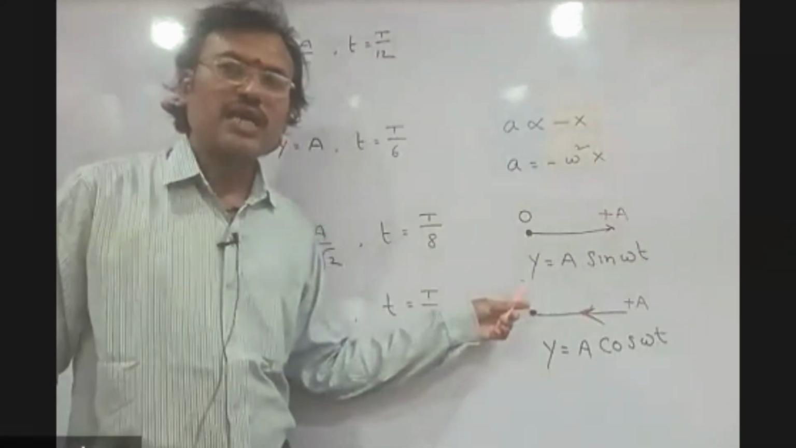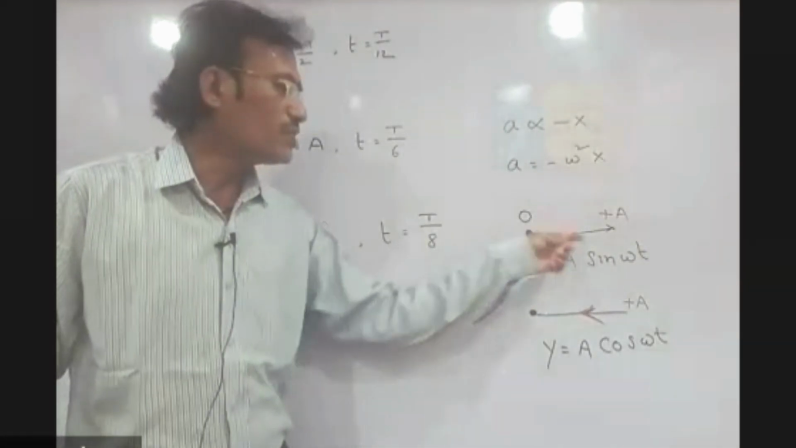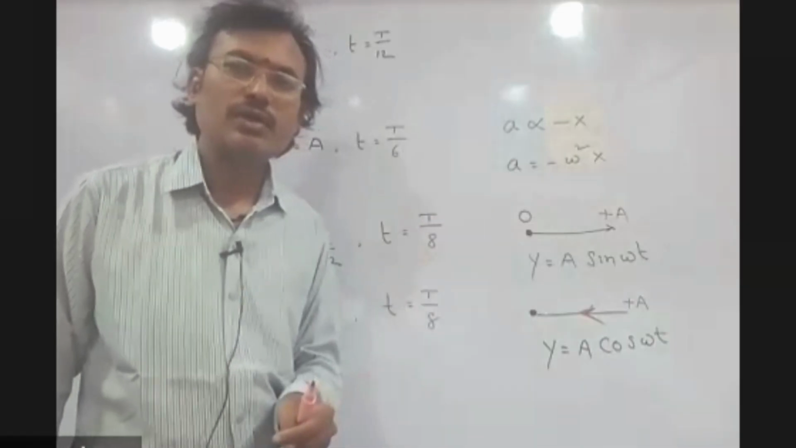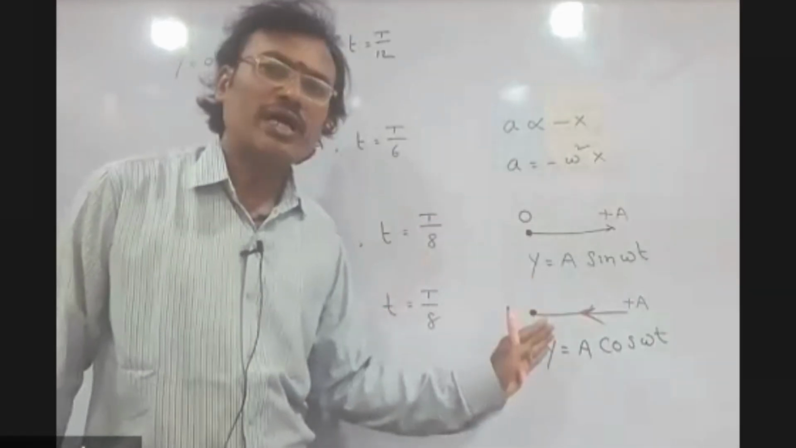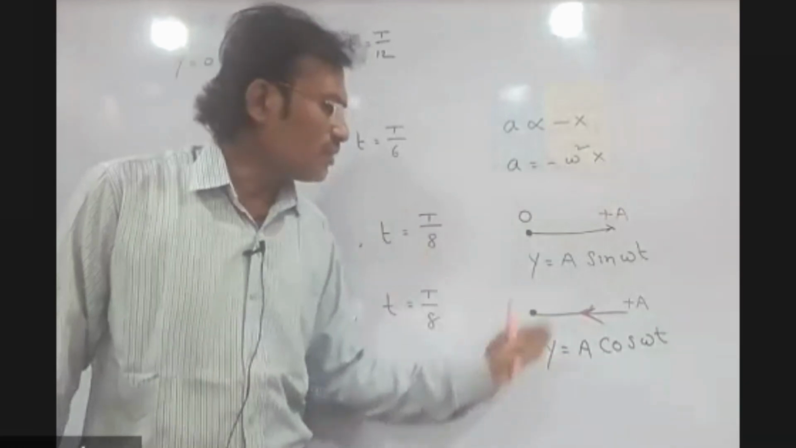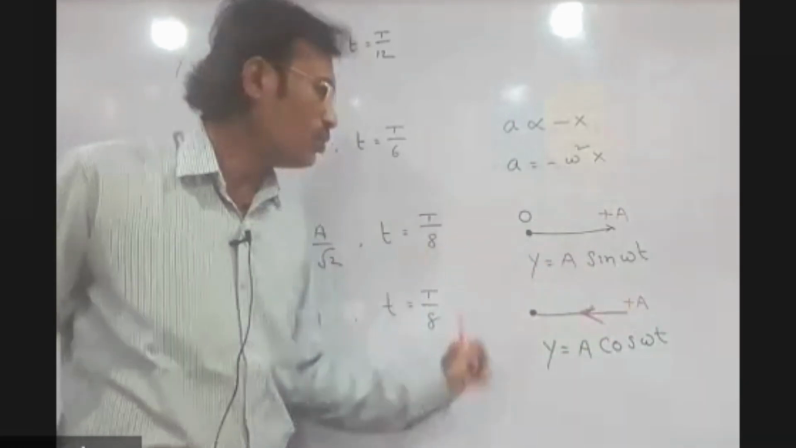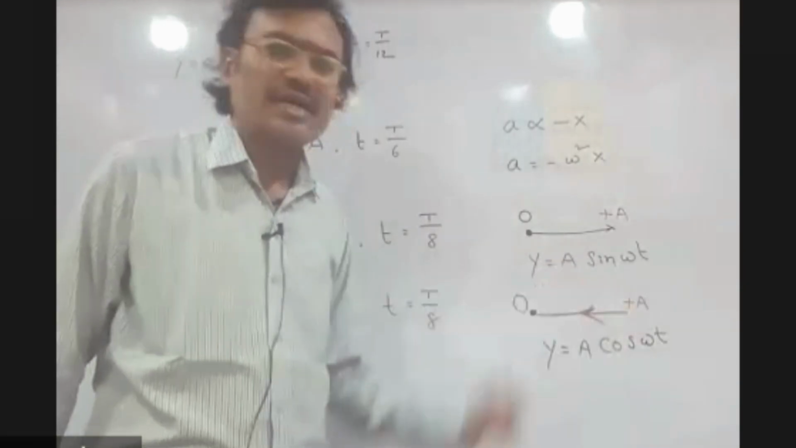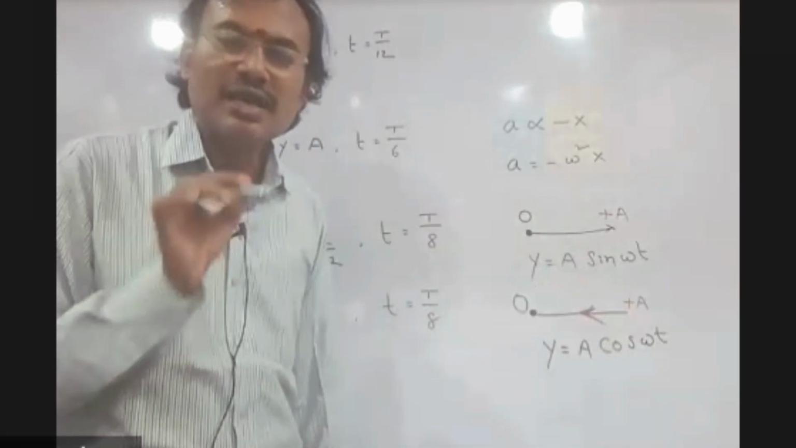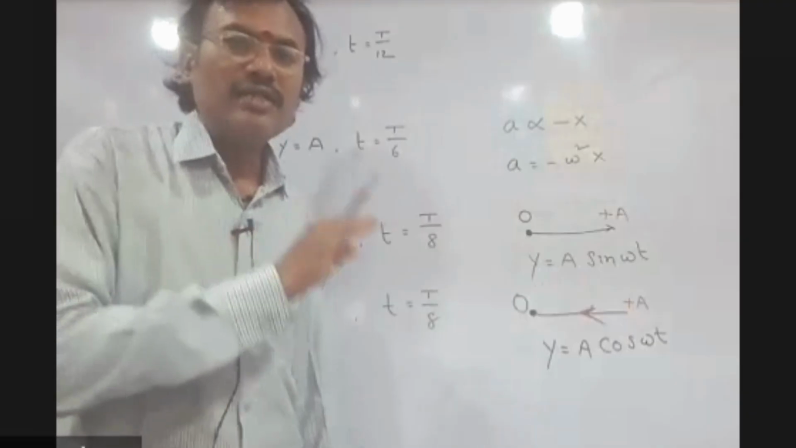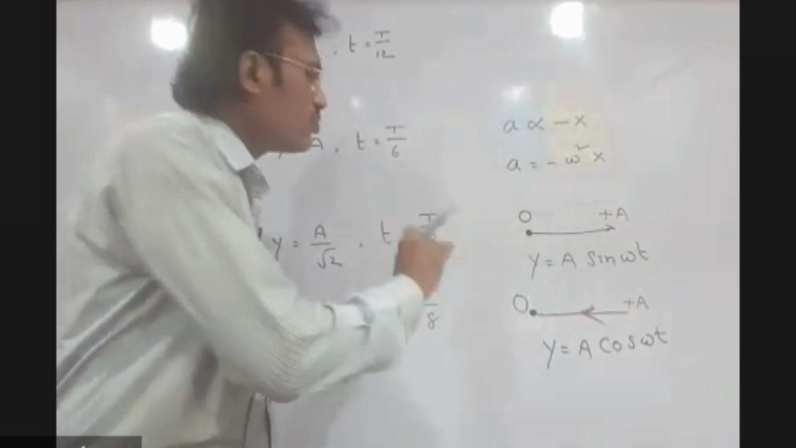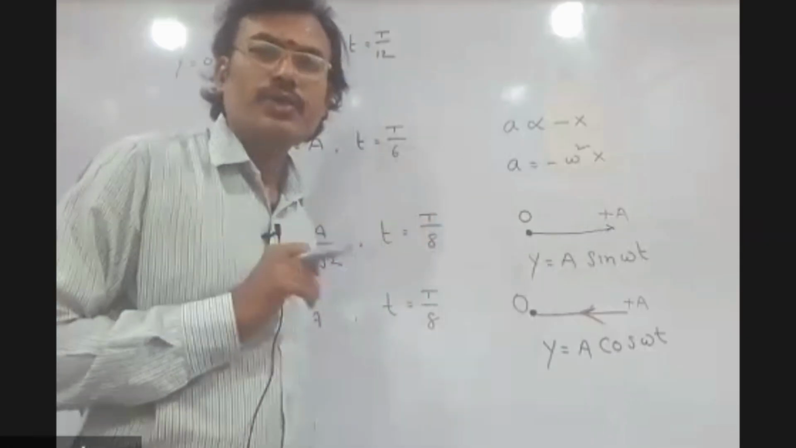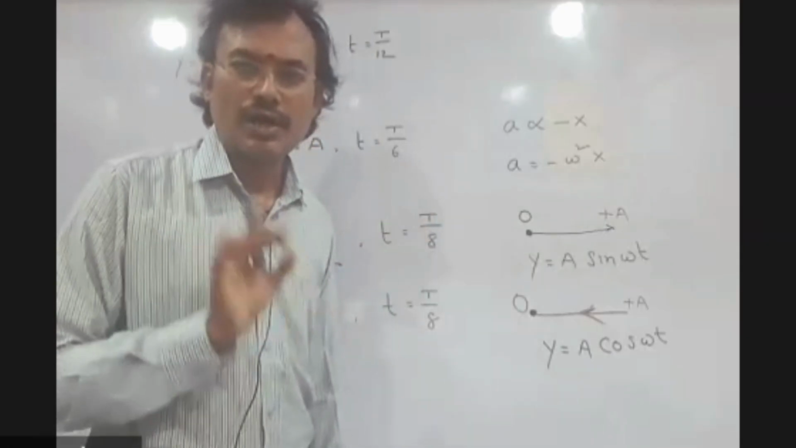y is equal to a sin omega t from mean to extreme. Here the initial position is mean. y is equal to a cos omega t is from extreme to mean. This is the mean. Now the particle initially is at extreme. Like that we consider y equal to a sin omega t and y equal to a cos omega t. Are you getting, ma? Are you getting?